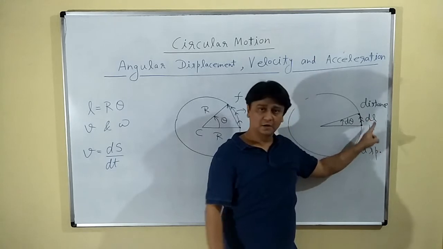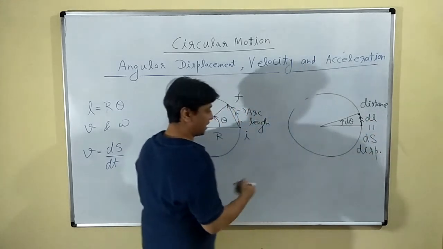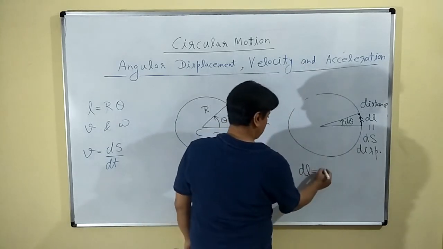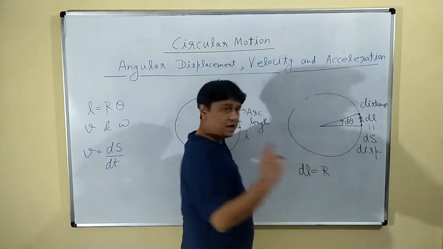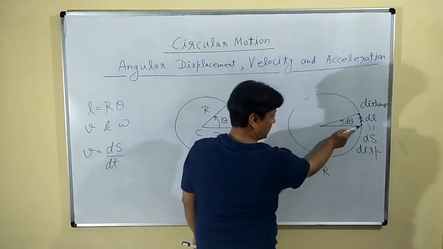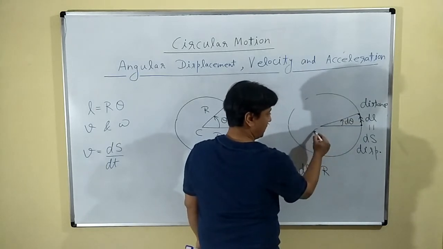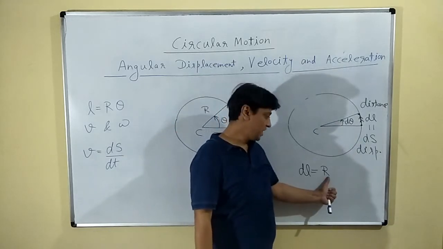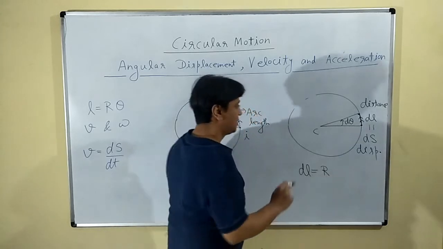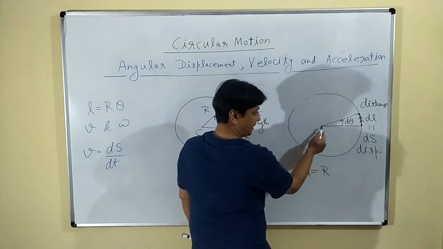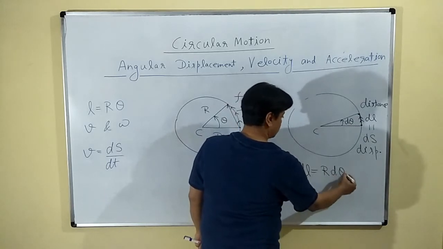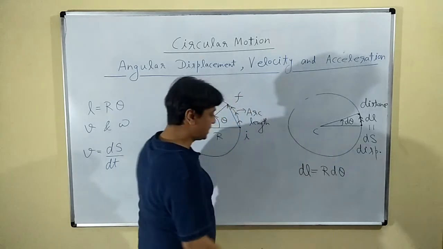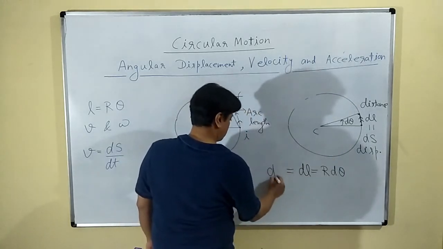But what is dl? From this we can say that dl arc length is r multiplied by angle formed by the arc at the center. Remember it like this. What is arc length? Arc length is radius multiplied by angle formed by the arc at the center. What is that? d theta. This dl is what? Arc length. But this dl is also what?